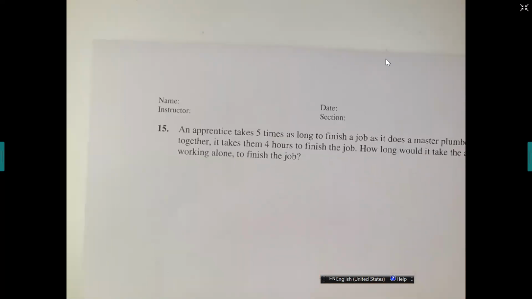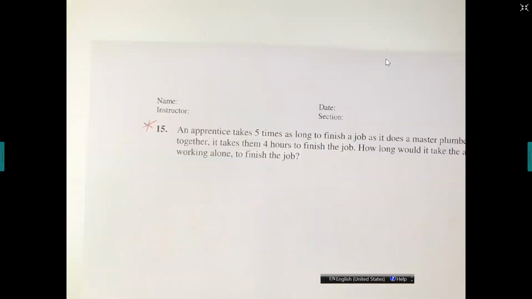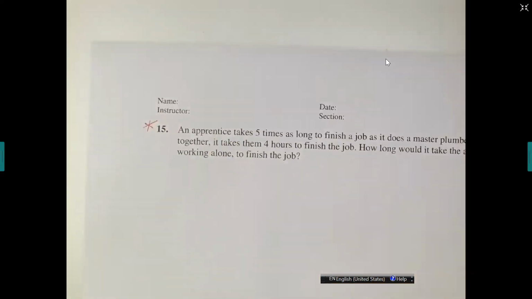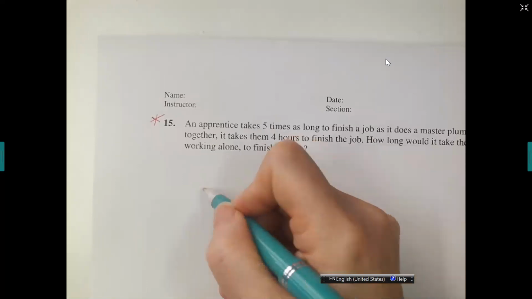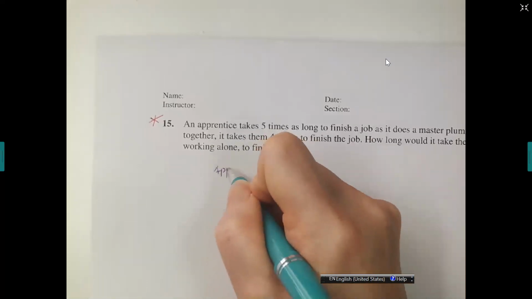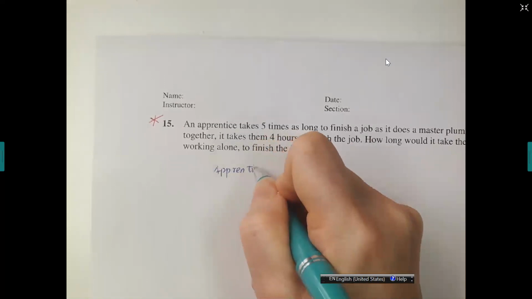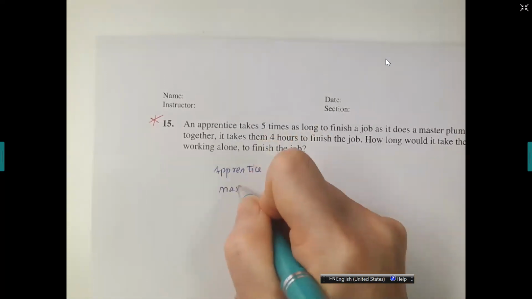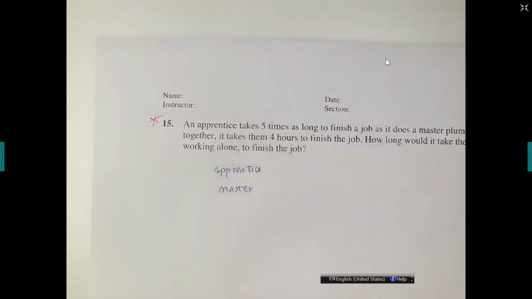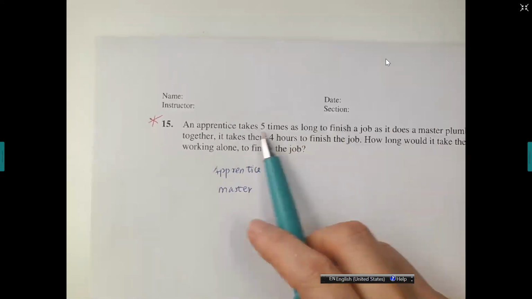Okay, so this problem is a little bit similar to what we just did. And so this is a pretty challenging word problem. What do we have? We have 2 people, the apprentice and the master, the 2 plumbers. Okay, so both of them, they're working. So now let's see, do we know if they work alone individually, how many hours do they use?